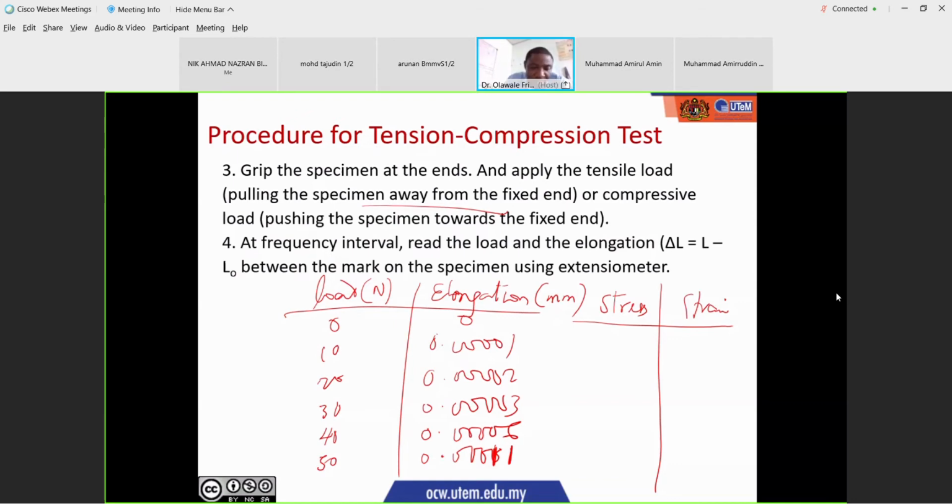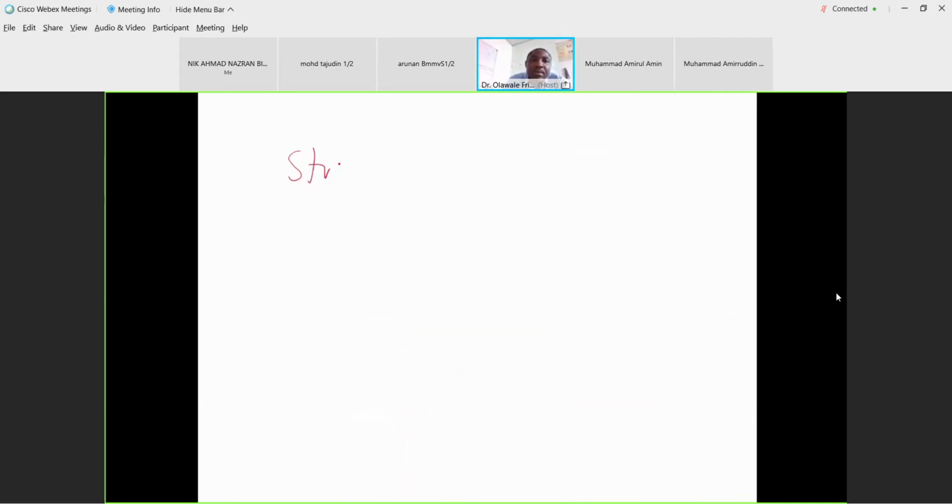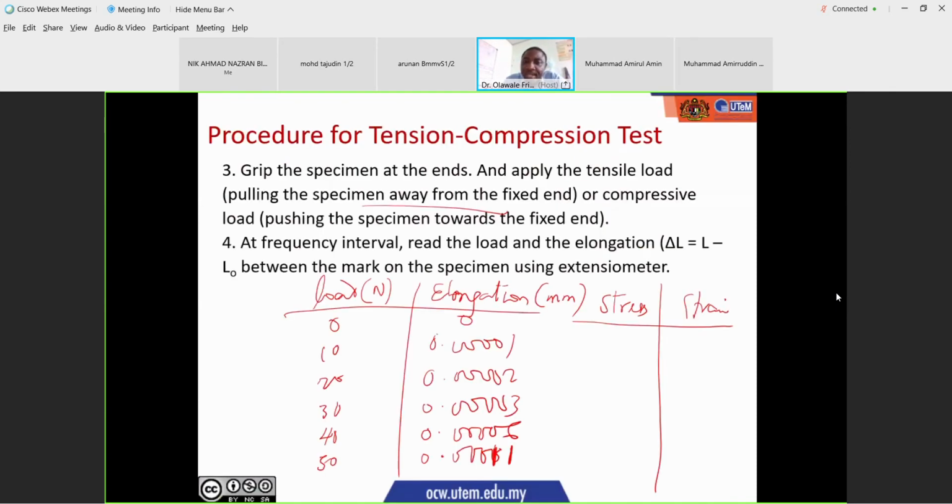So your stress equals F over A. Your F is your load. Your A is the area. Because this is circular, you measure your diameter already, which is pi d squared all over 4. So here, the first one is going to be equal to 0 over pi d squared over 4, then 10 over pi d squared over 4.